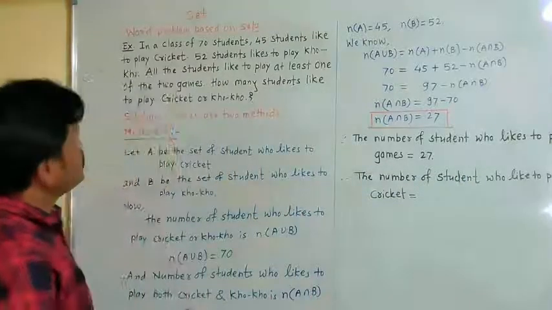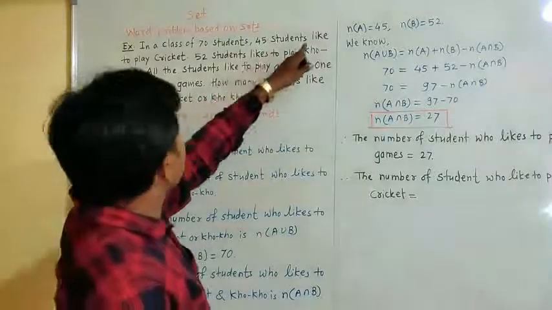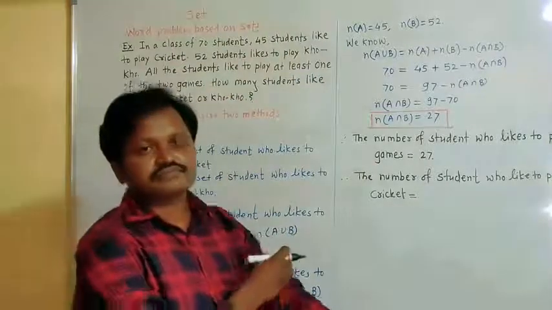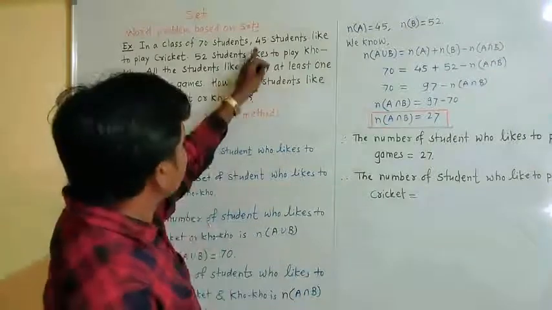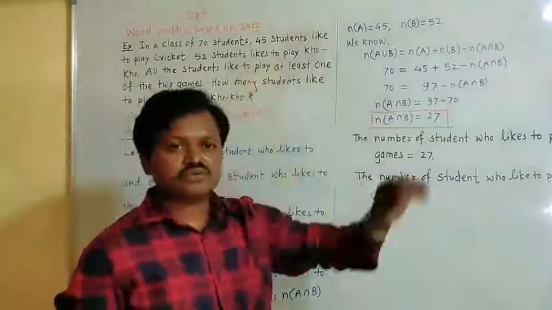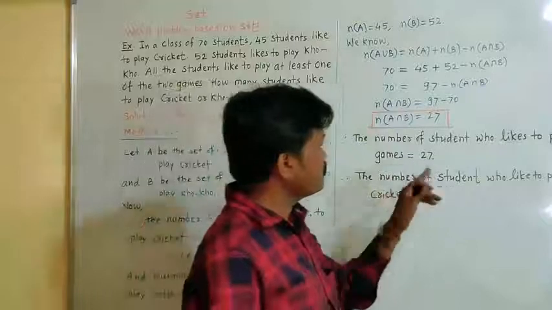So look here, there are a total of 45 students who like to play cricket. And among these 45, there are some who play Kho-Kho. So how many are these? 27.